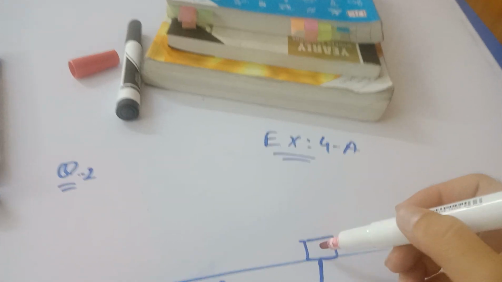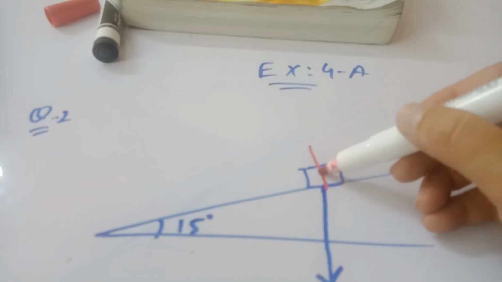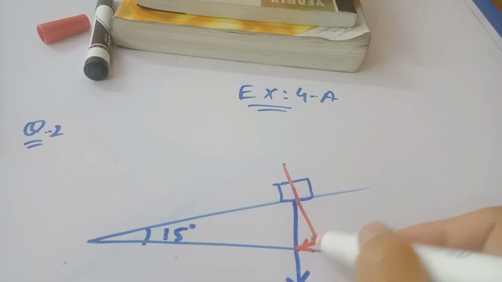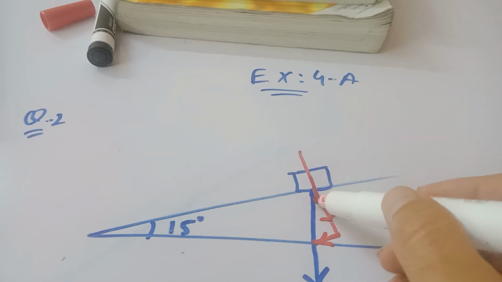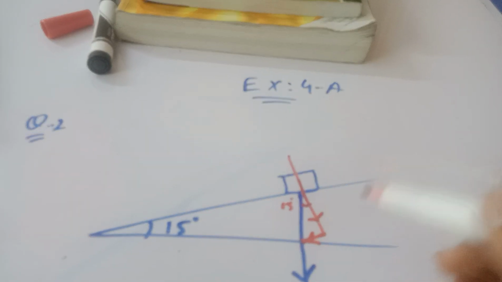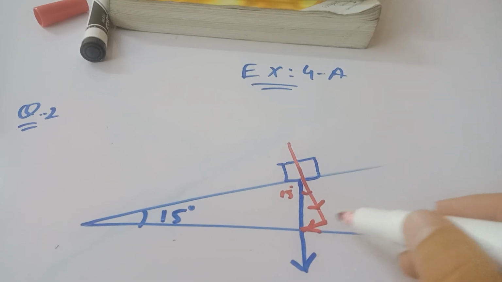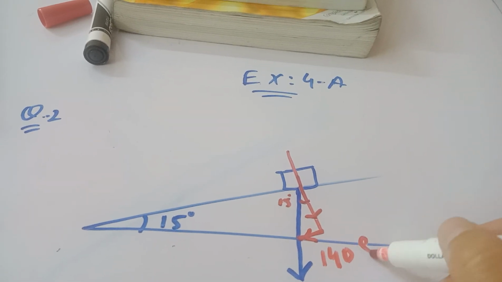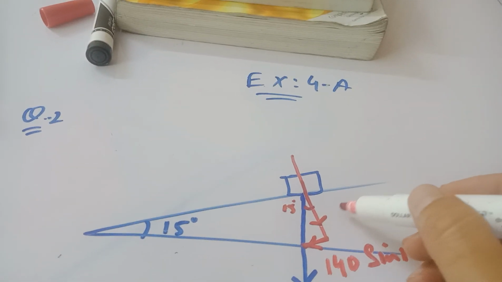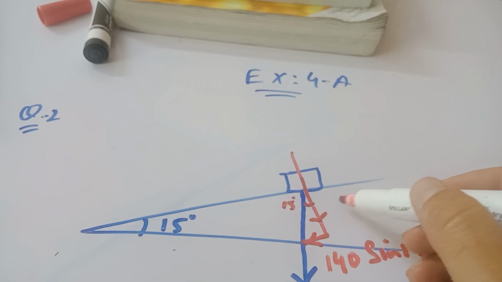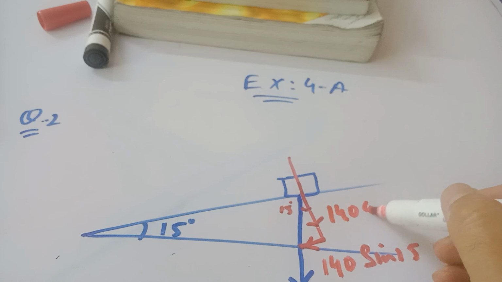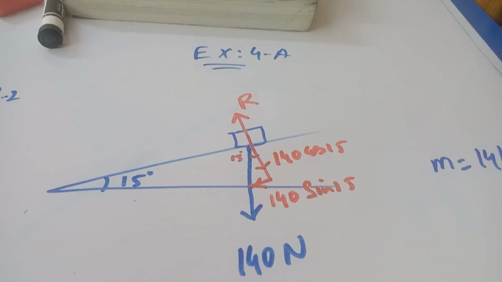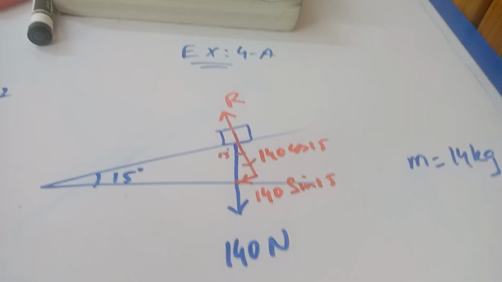So when I'm showing this weight, I should be resolving this weight parallel and perpendicular to this surface over here. Okay, so if this is 15 degrees, this is going to be 15 degrees as well. Now the component of weight parallel to this surface is 140 sine 15. And the component of weight perpendicular to the surface is going to be 140 cos 15, and here is the R. So you can see that R right now is going to be 140 cos 15. Okay, now let's see what's next.